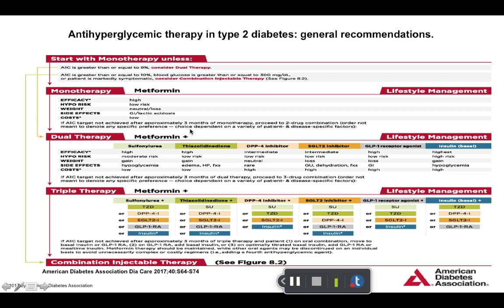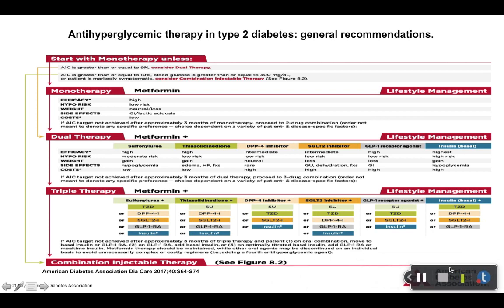And then it talks about if the A1C target is not achieved in 3 months, and so on. So this is a great slide. I would definitely encourage you guys to read through this. I think it'll help with studying, and be a good review for side effects. Is it weight neutral, weight loss? Does it cause weight gain? Lots of good stuff. I can't say enough good stuff about this. But this is from the ADA, by the way, American Diabetes Association.